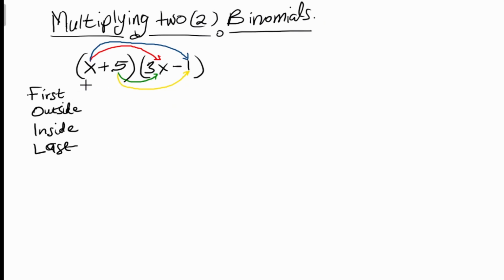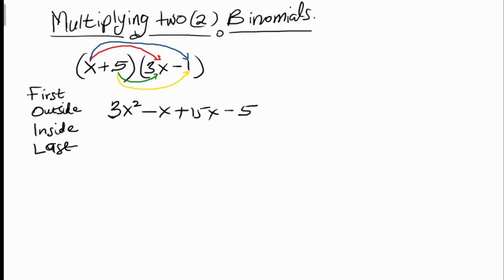So the first terms are x and 3x. So x times 3x gives us 3x squared. Then x times negative 1 gives us negative x. Then we now come to the inner terms. 5 times 3x gives us 15x. And then 5 times negative 1 gives us negative 5.